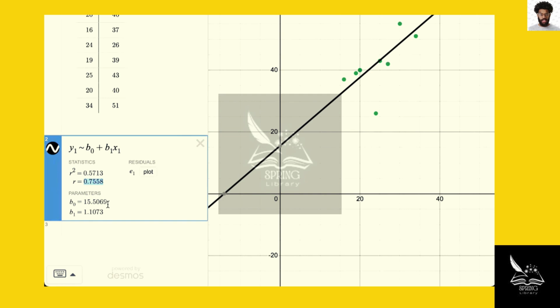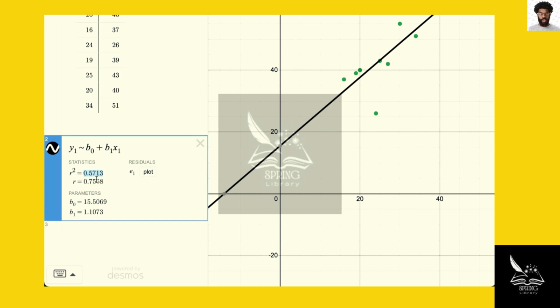0.7558, which is positive, meaning as x increases, the relationship is that y increases. As the disposable income increases, the food expenditure increases. This is a moderately strong positive correlation. 1 is perfectly positive, so it's moderately strong. The coefficient of determination is the r-squared value, 0.5713.